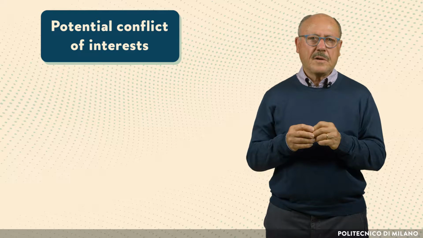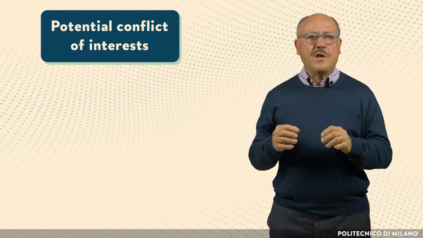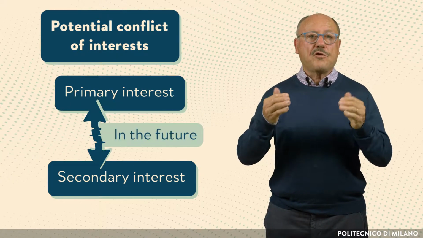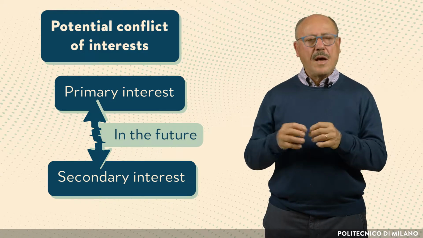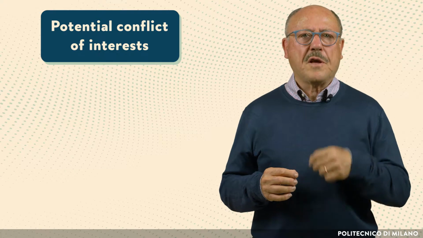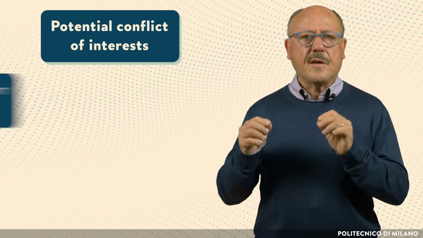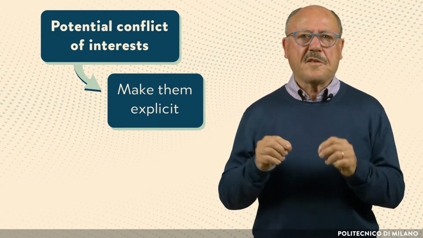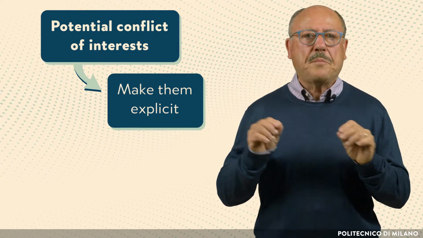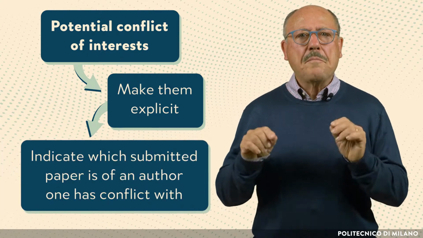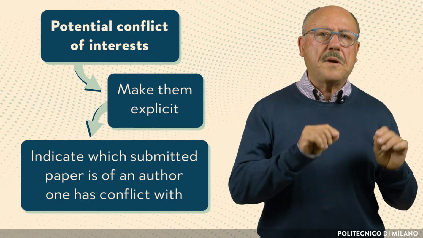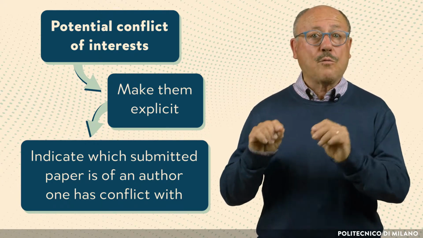The previous discussion naturally brings to the notion of potential conflict of interests. A potential conflict of interests is a situation in which the secondary interest of an agent can, in the future, interfere with the primary interest of another agent towards whom the former has precise duties and responsibilities. A possible countermeasure to the insurgence of actual conflicts of interests consists in making the possible interests that may conflict explicit. In the example of conferences, the authors who submit papers are normally asked to indicate the members of the program committee they have conflict with. Likewise, the members of the program committee are asked to indicate which submitted papers are authored by researchers they have conflict with.